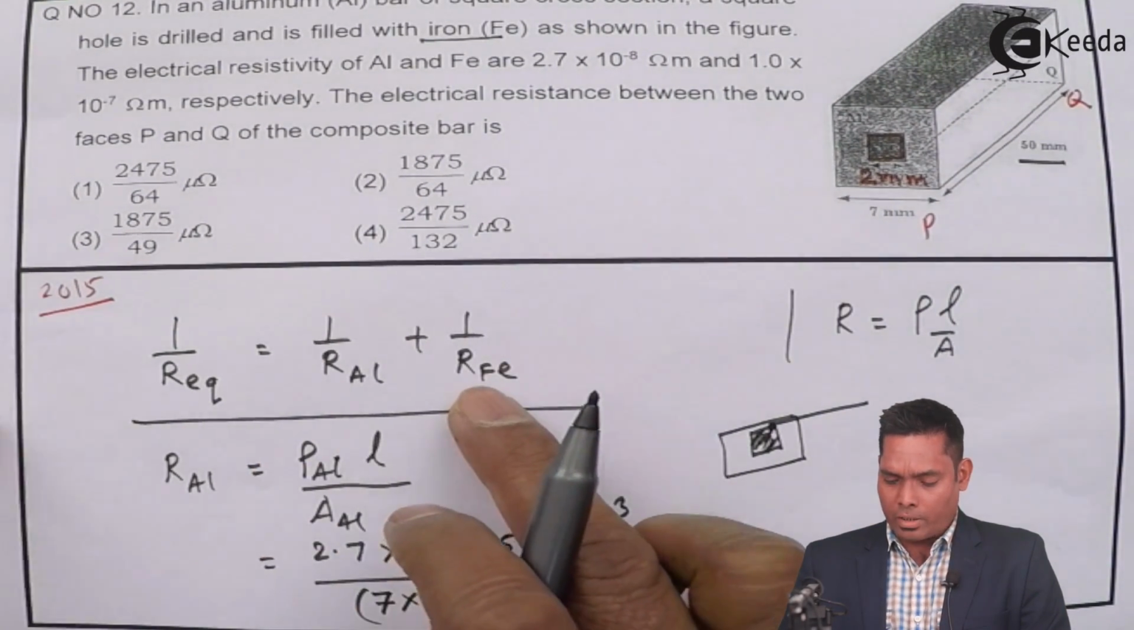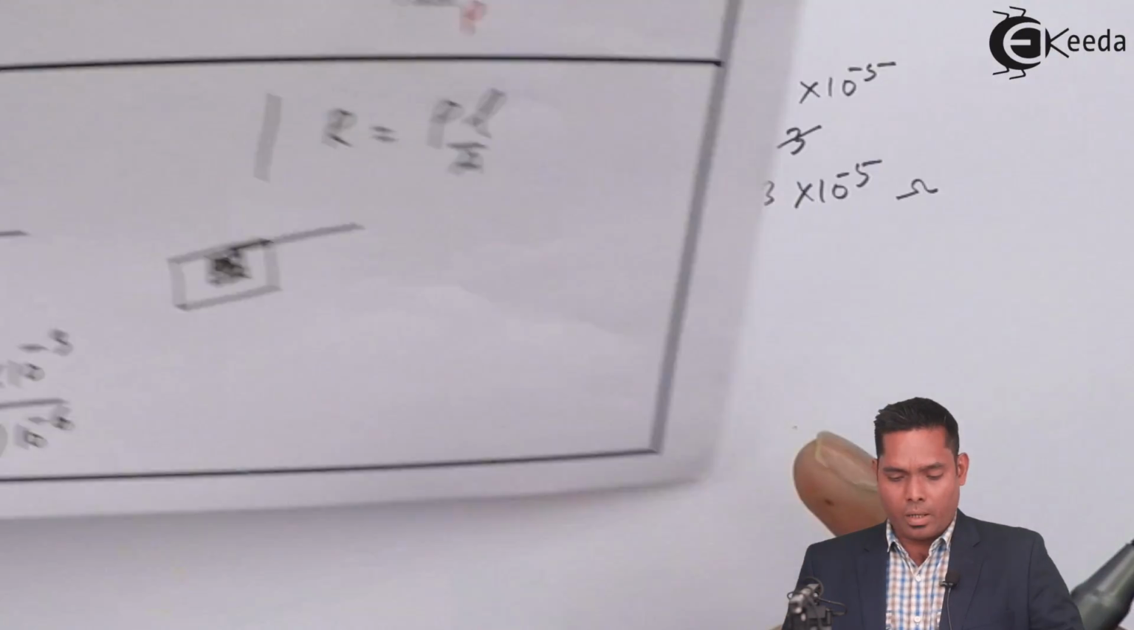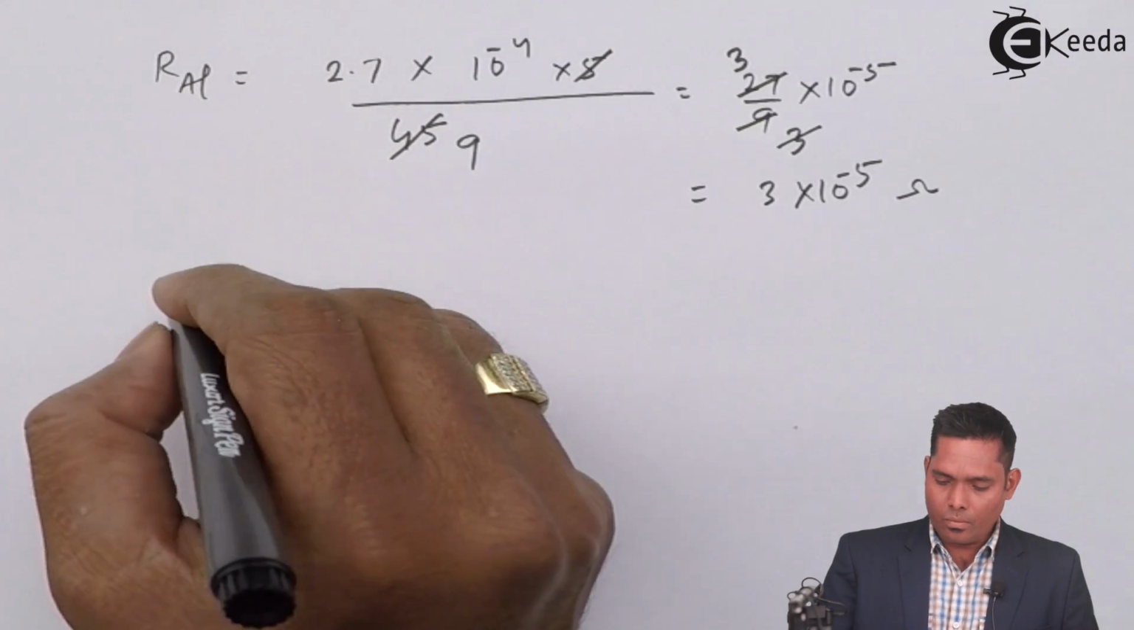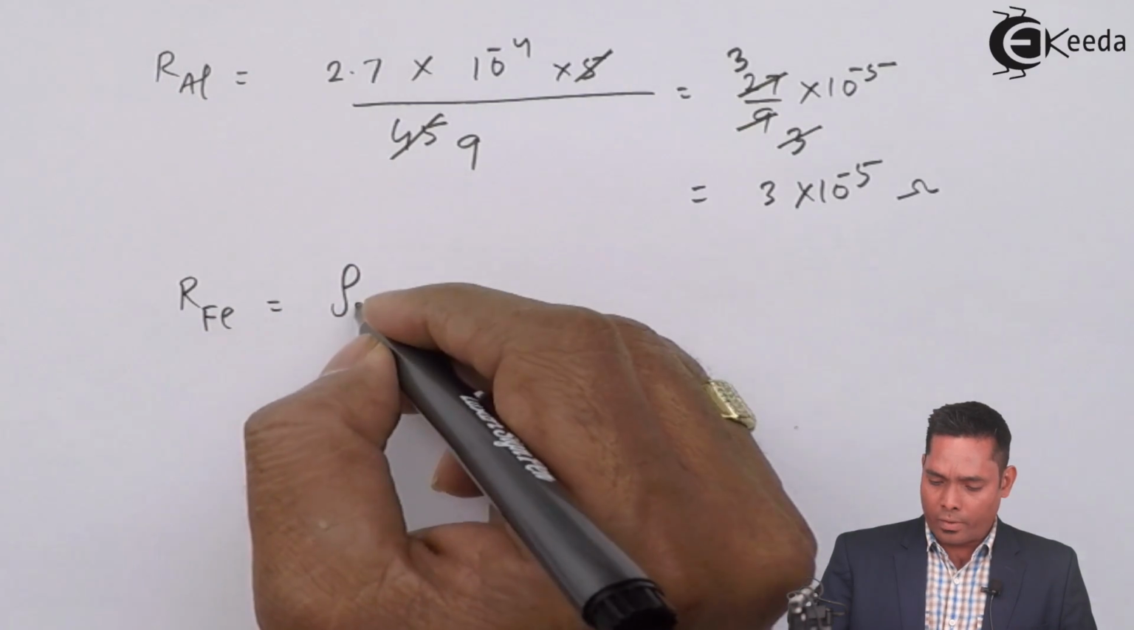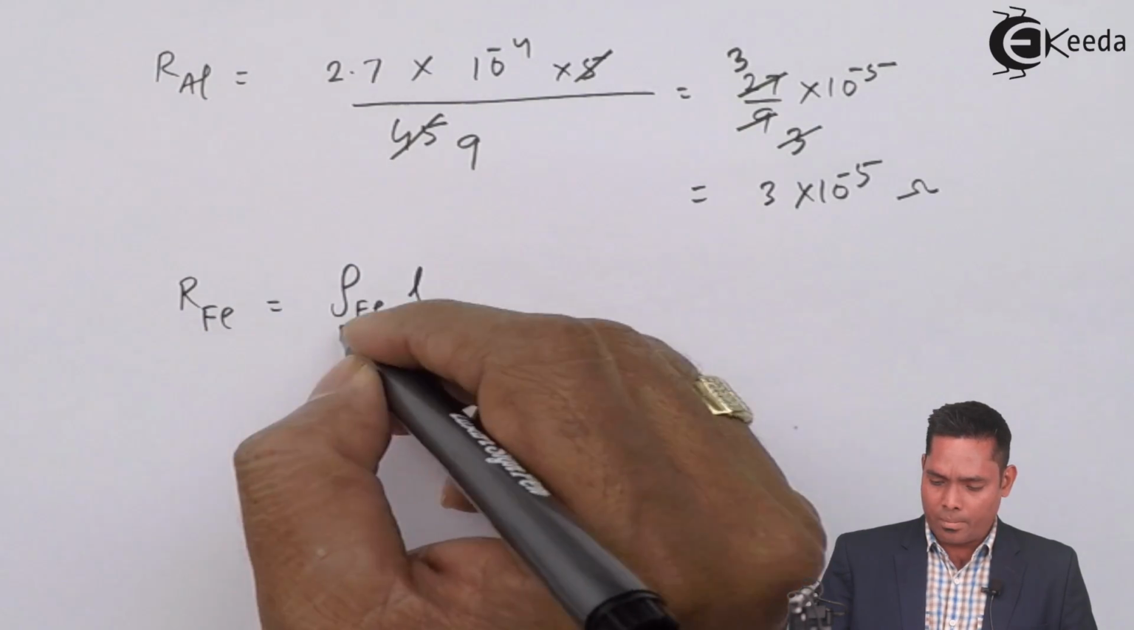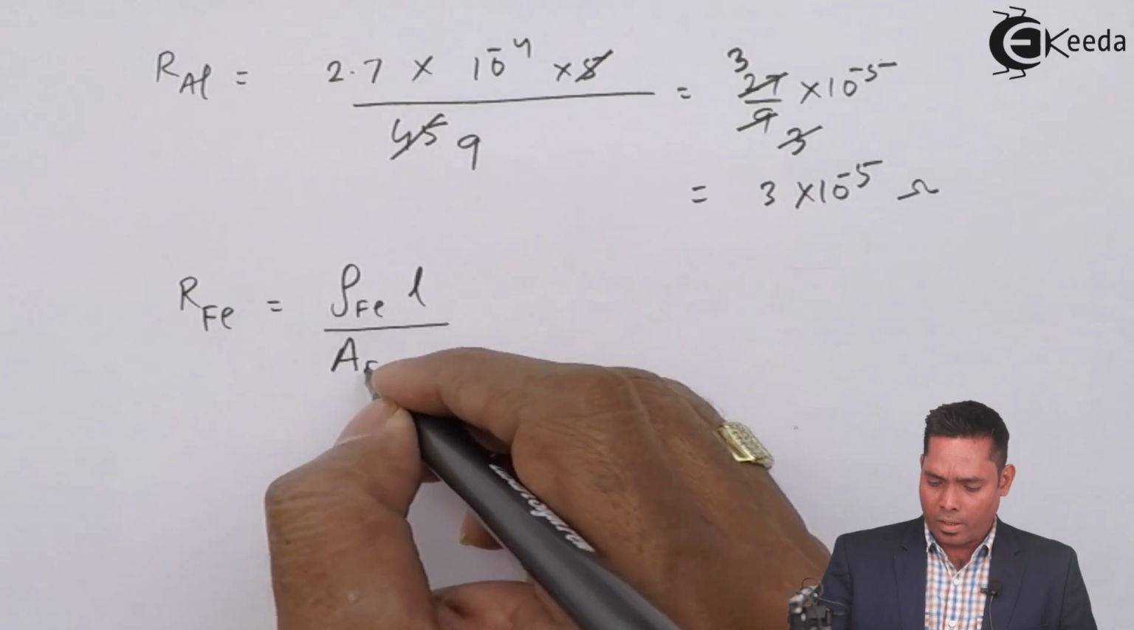And then we have to find the resistance of iron. The resistance of iron is rho of iron, length is 50 mm, divided by area of cross section of iron.